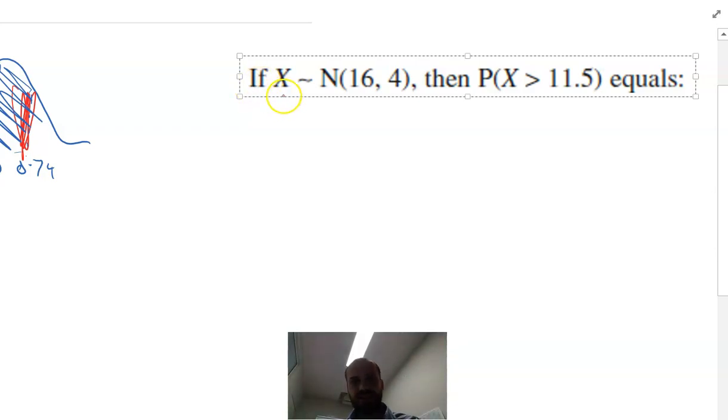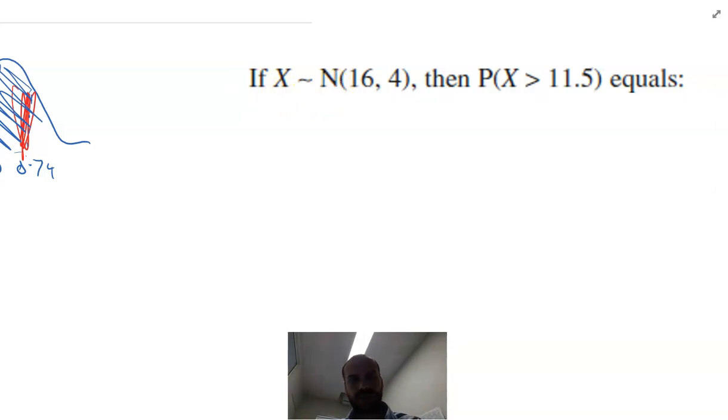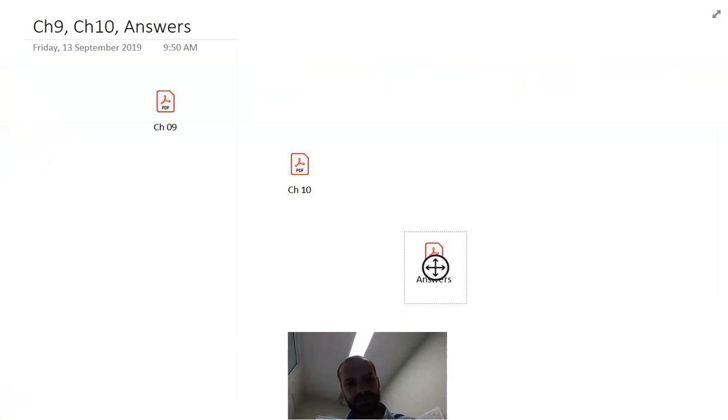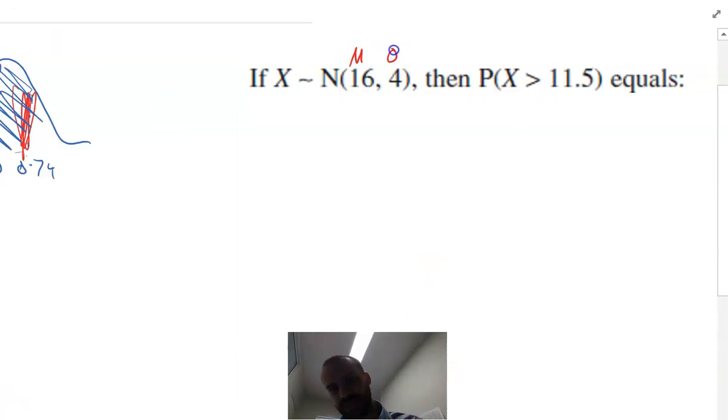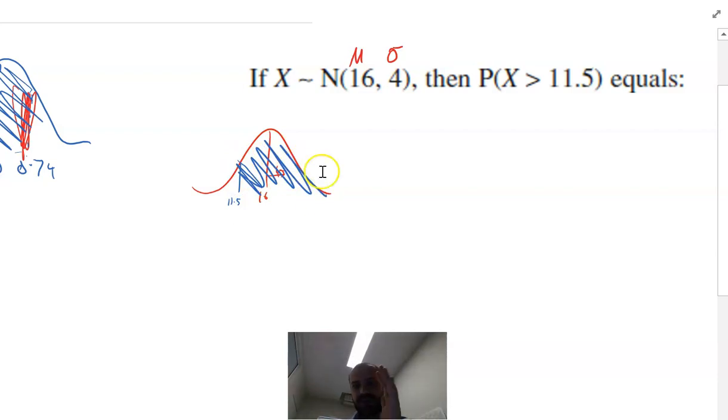This one says, if the random variable is from a normal distribution with a mean of 16 and a standard deviation of 4, then the probability that x is greater than 11.5 is equal to. So what that says is we've got a normal distribution with a mean of 16 and a standard deviation of 4, and we want to know the probability that x is greater than 11.5. 11.5 would be down here somewhere, and we want the probability to the right of that.